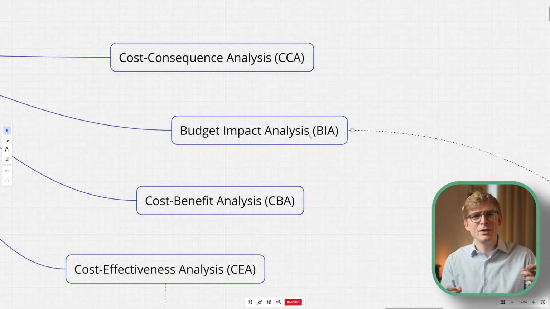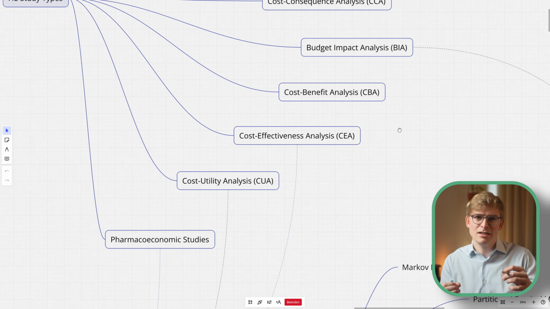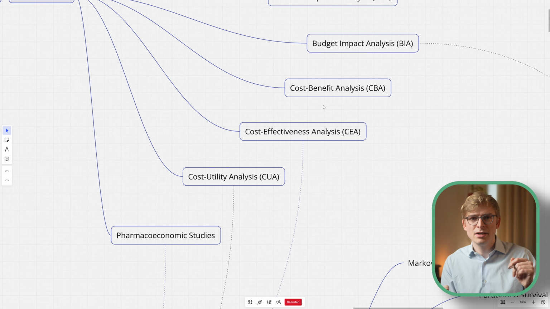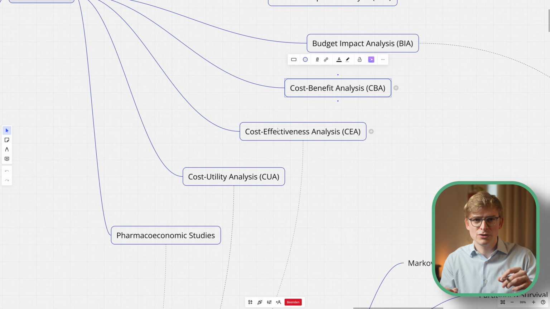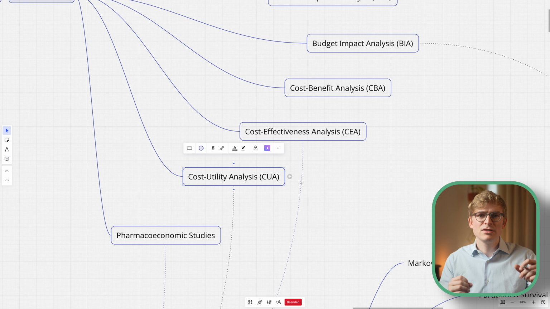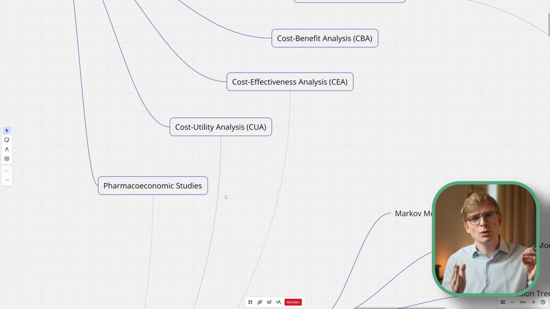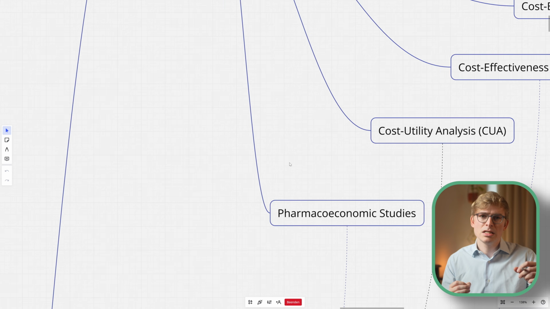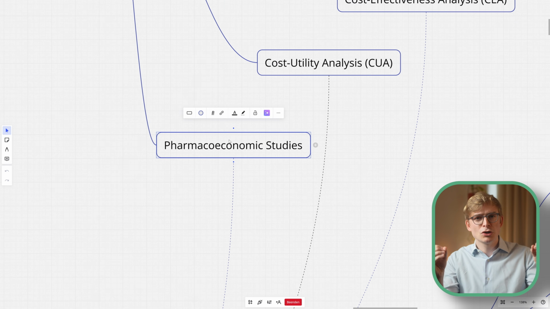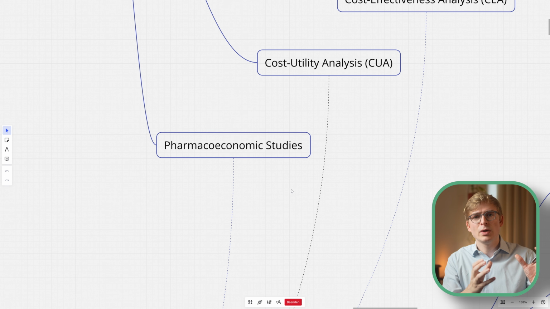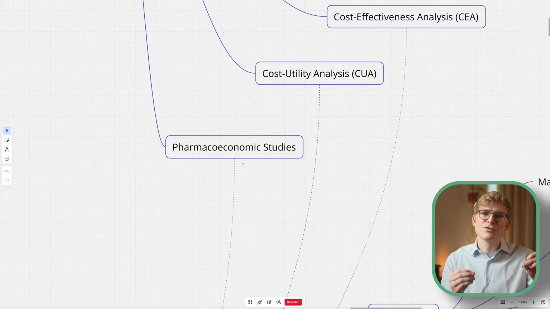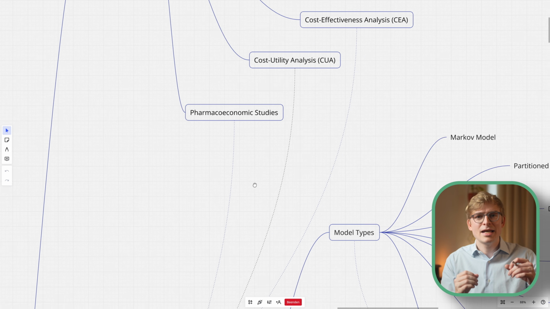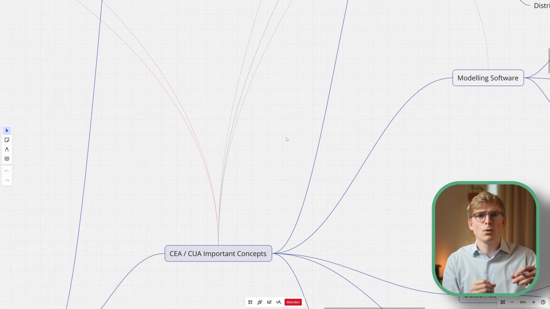Then we also have three very similar but still different study types, namely cost-benefit, cost-effectiveness, and cost-utility analysis. As you can see from the dotted lines, I'll speak more about these study types shortly, as they're so essential for health economics. And lastly, pharmacoeconomic studies represent a broad umbrella term covering studies that evaluate the costs and effects of a pharmaceutical product.